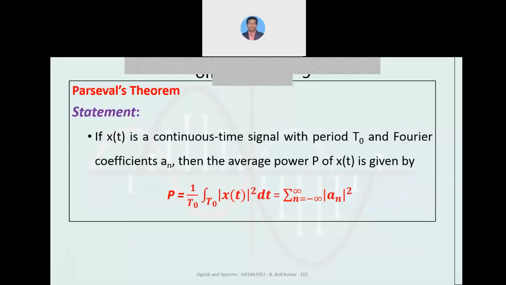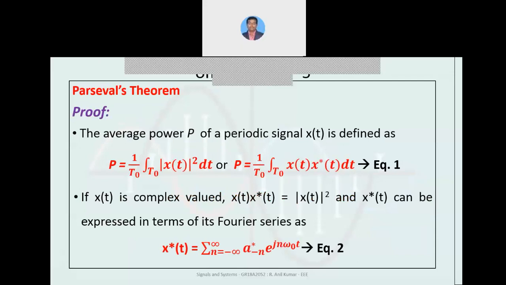Hence in Parseval's theorem, the formula is given for average power, and let us see how it is going to be justified. As you know, the average power of a periodic signal is given as 1 by t naught integral over t naught of |x of t| whole square dt. Here |x of t| square is represented in terms of x of t into x conjugate of t, according to the conjugate property we have already discussed earlier, and the resultant is |x of t| whole square.